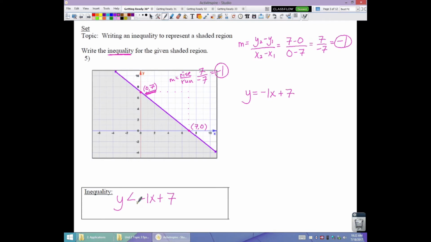And our last decision is, is it less than or is it less than or equal to? And you decide that based on whether the line is solid or dashed. Since this is a solid line, meaning all the points on the line count, we want the equal sign under there. So y is less than or equal to negative x plus 7.